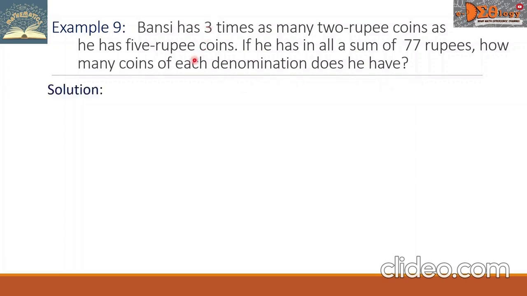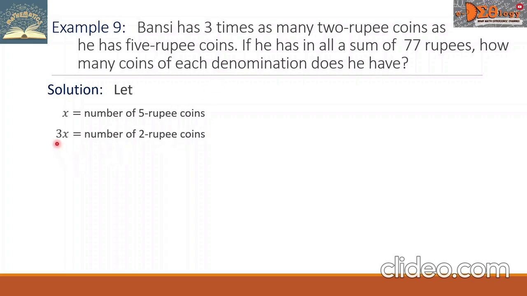Look at our first sentence here. It describes the relationship of 5 rupee coins with the 2 rupee coins. So we let x equal the number of 5 rupee coins. That means the 2 rupee coins should be 3x, and this is the number of 2 rupee coins.